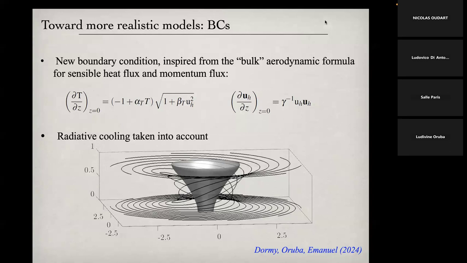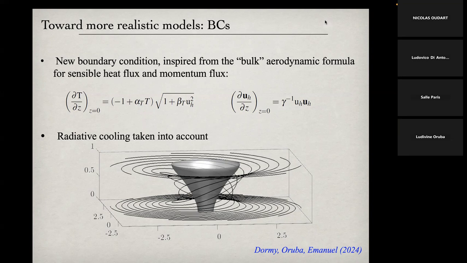The first version of our model was very idealized. So we then tried to make it more realistic, to get closer to a real tropical cyclone. First we modified the bottom boundary condition. We were inspired by the bulk aerodynamic formula, which parameterizes the heat flux and the momentum flux. And we also implemented, through an idealized model, the radiative cooling effect, which corresponds to the radiation of heat towards the upper atmosphere by the cyclone.